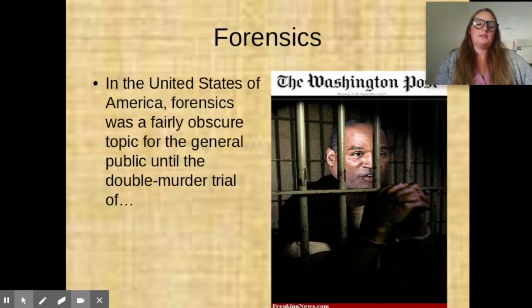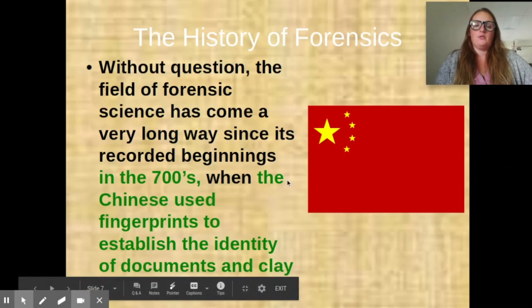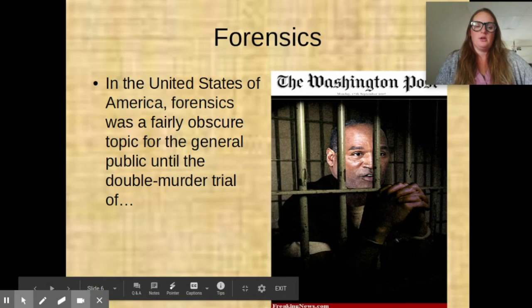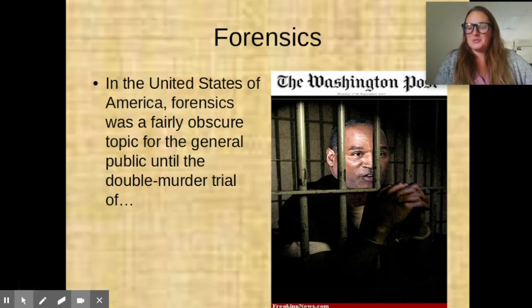In the United States of America, forensics was a fairly obscure topic for the general public until the double murder trial of, this picture gives it away, O.J. Simpson. So O.J. Simpson was accused of killing his, I believe at that point, ex-wife. I can't remember if they were still married or not.